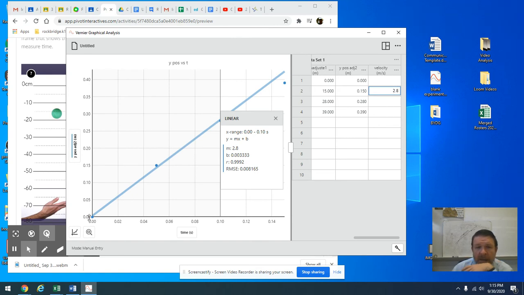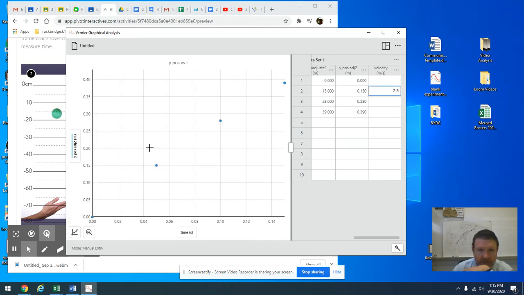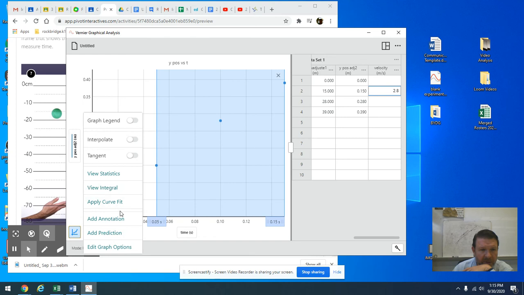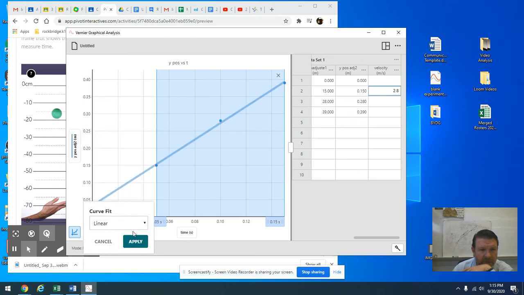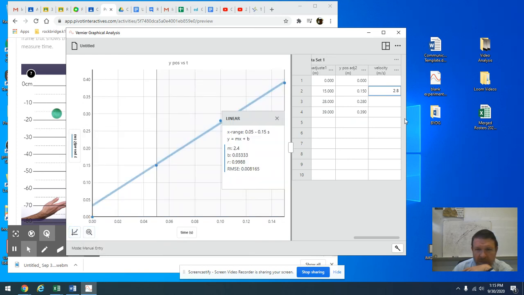And we're not going to find this velocity here at time 0. We're not going to bother doing that one because I don't have another point on the other side of this to use. So the first one that you find will be here. Now the second one you find, I'm going to select these 3 points and do my little linear fit again. Apply curve fit, linear, and now that's 2.4. And that's the last one that I can do because I only have 4 points.